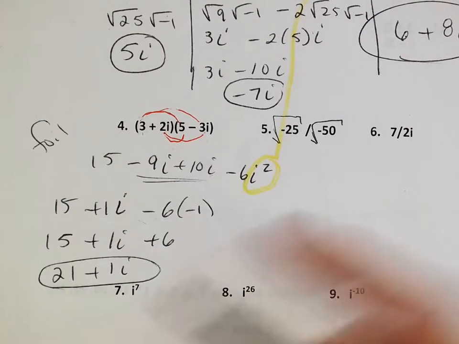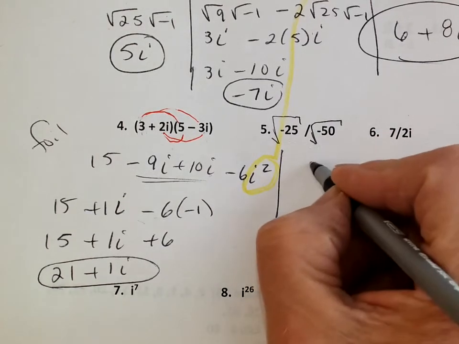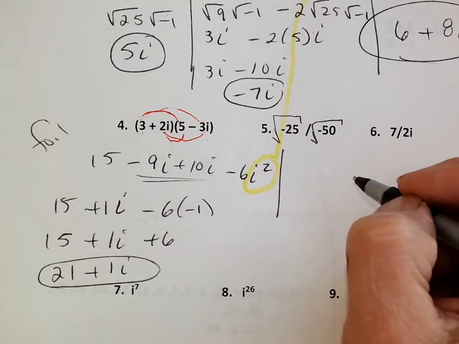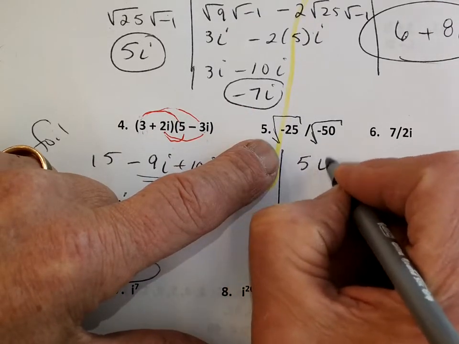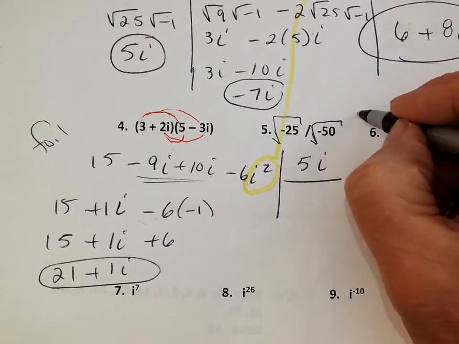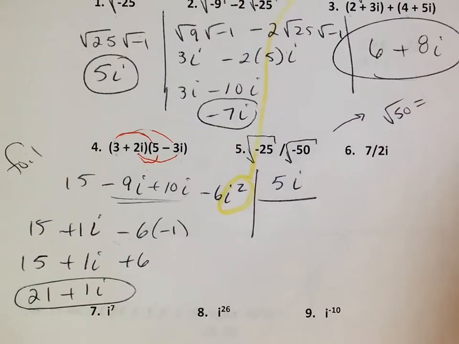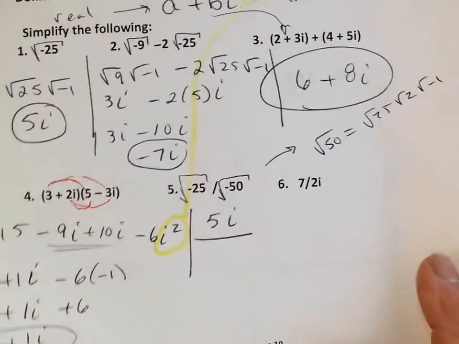All right, number 5. I have the square root of negative 25 over the square root of 50, okay? So one of the things I can do is this. That is going to be a 5i. You okay with 5i there? Over, well, let's see. I'm going to do a little work on the side here. Square root of 50, same thing. Square root of 25 times square root of 2, right? You okay with that?